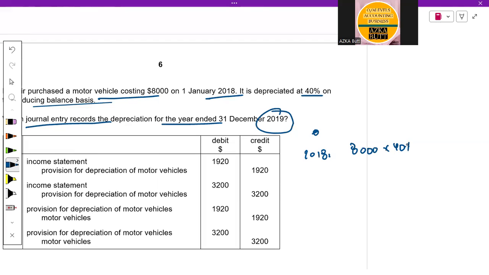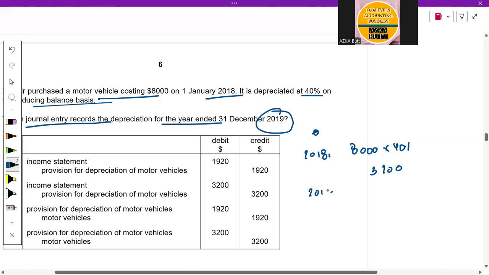So, 8,000 multiply 40 divided by 100. This is 3,200. This is 2018's depreciation, but we have to find out the 2019's depreciation. So what happened in 2019? We have to apply 40%, but on the net book value. So for finding out the net book value, we have to deduct the AD, it means the depreciation, from the cost. So 8,000 minus 3,200. This is 4,800.